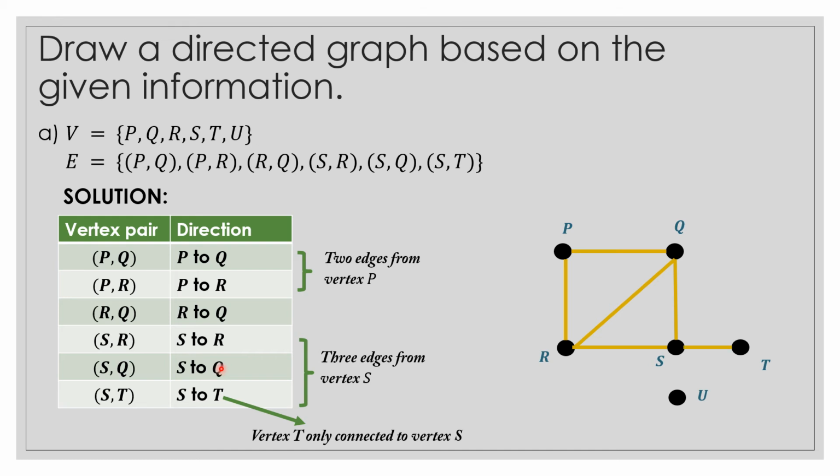After that we need to draw the directions. We come back to the first one, the direction P to Q. So we draw the arrow from P to Q. It means that P is the initial vertex and Q is the terminal. Then P to R. The third one is R to Q. The fourth one is S to R. The fifth one is S to Q. And the sixth is S to T. Then you can see that the vertex U is alone. There are no edges that join vertex U, and it is known as an isolated vertex.